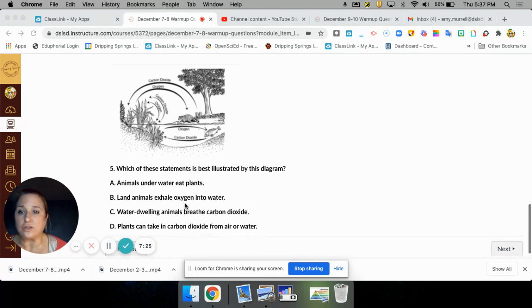But it does show you that plants can take in carbon dioxide from the air. So like these plants are taking in the carbon dioxide that's in the air, and these plants are taking in the carbon dioxide that's in the water. So it tells you that plants can take in carbon dioxide from air or water.